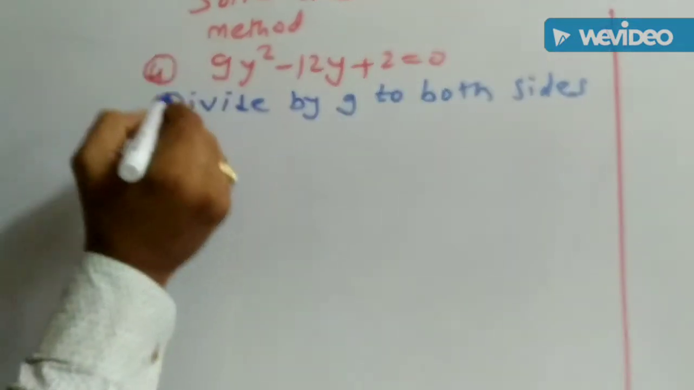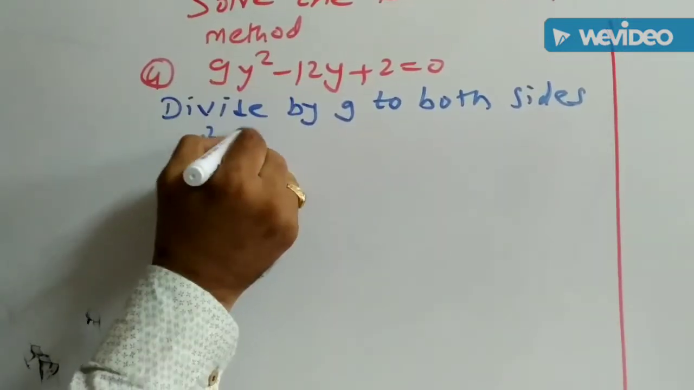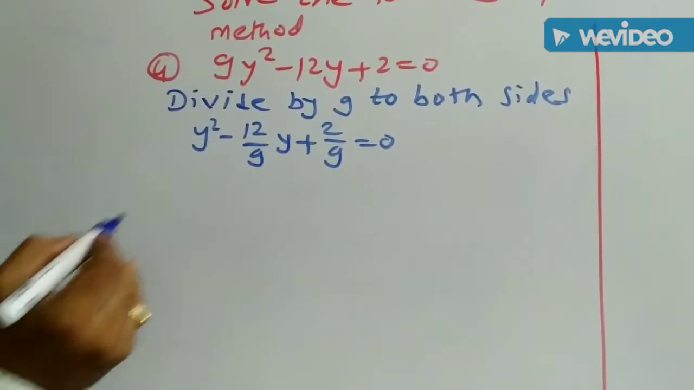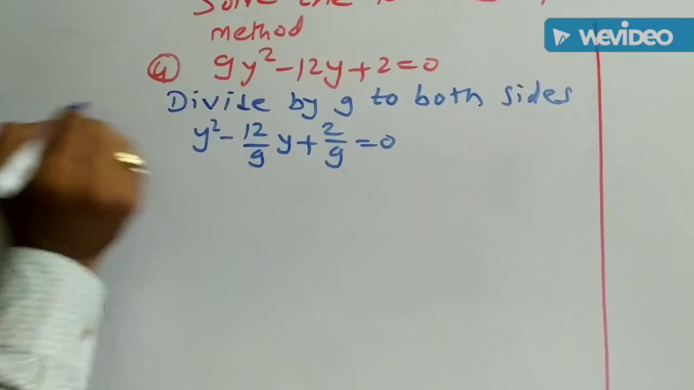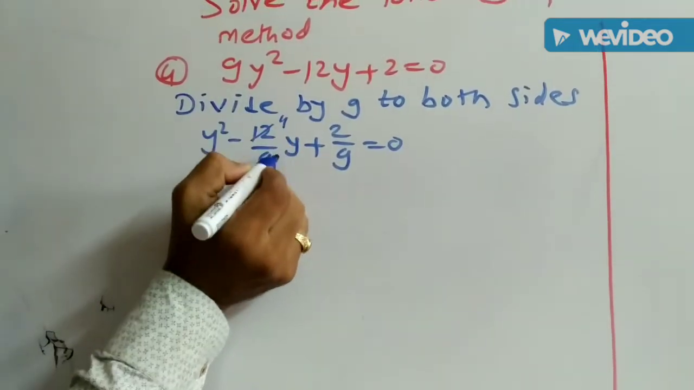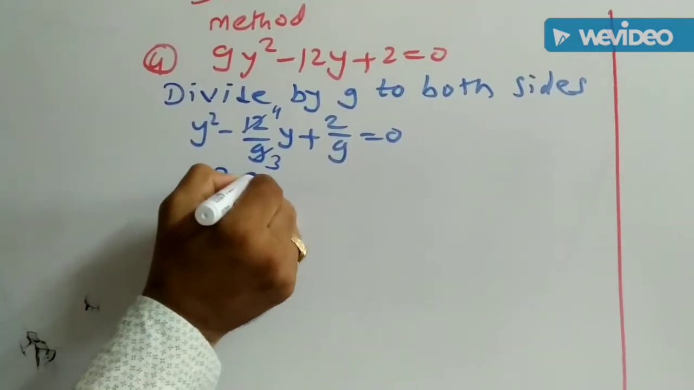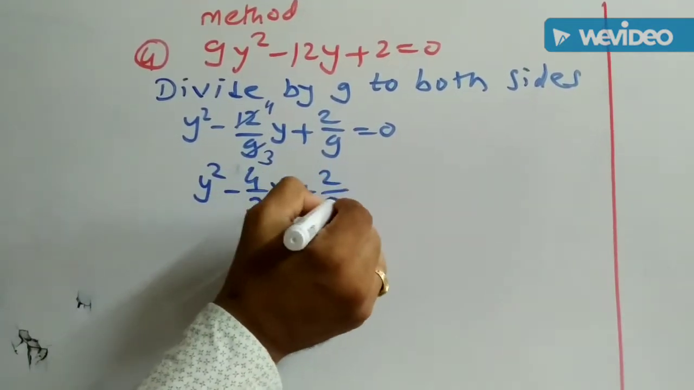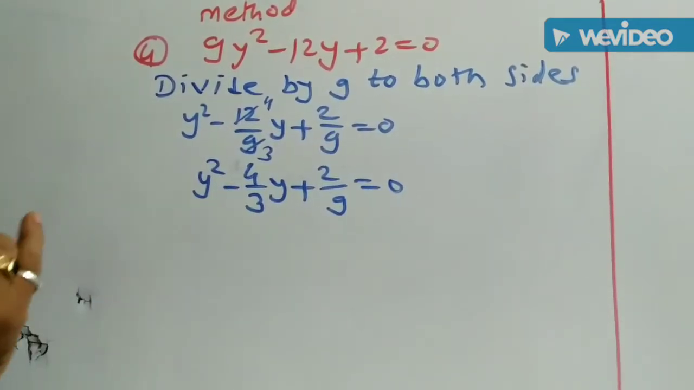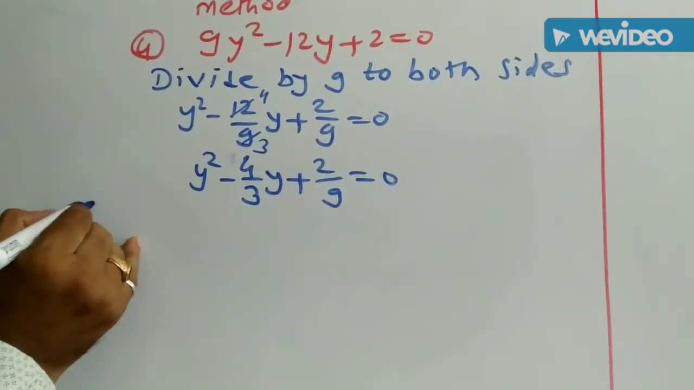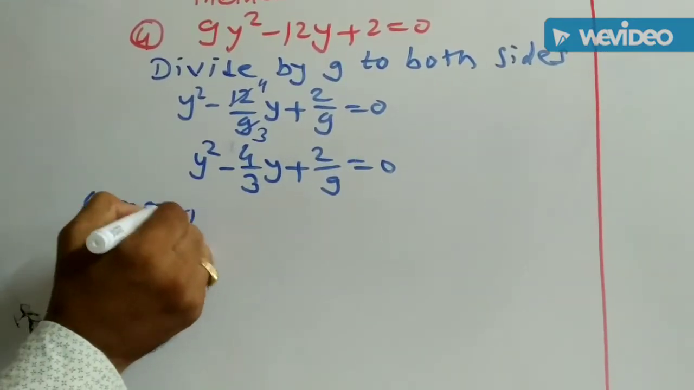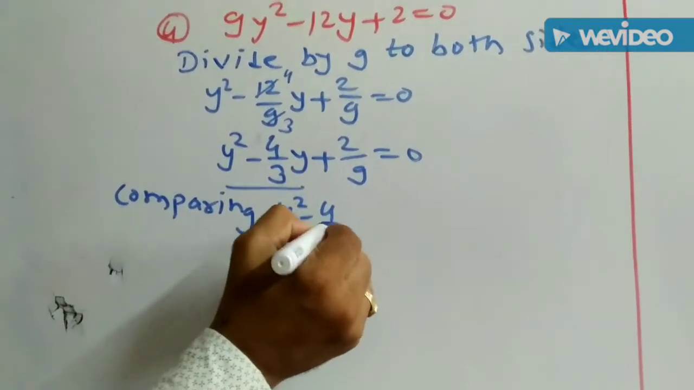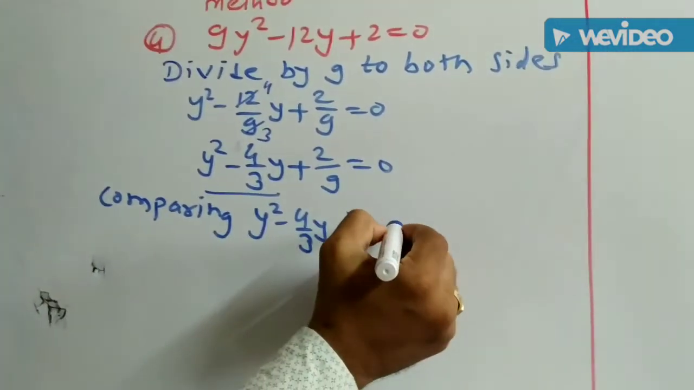We get, 9 gets cancelled, y square minus 12 upon 9 y plus 2 upon 9 is equal to 0. Now both are multiples of 3, therefore divide by 3: 3 4s are 12, 3 3s are 9. Therefore y square minus 4 upon 3 y plus 2 upon 9 is equal to 0. Now find the third term. For that we compare the first two terms of the LHS, that is y square minus 4 upon 3 y.